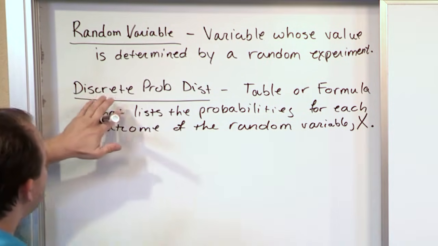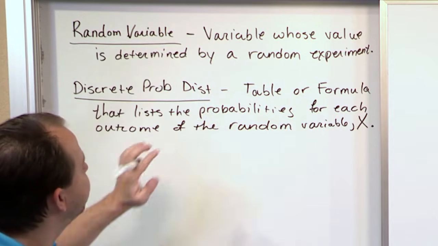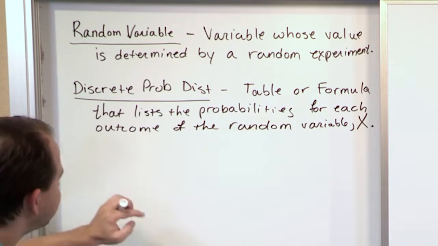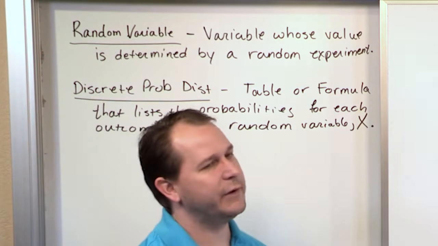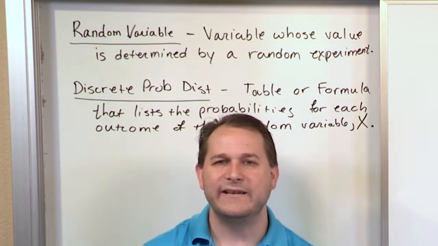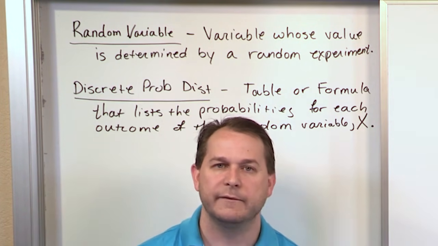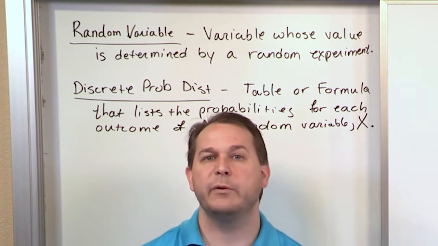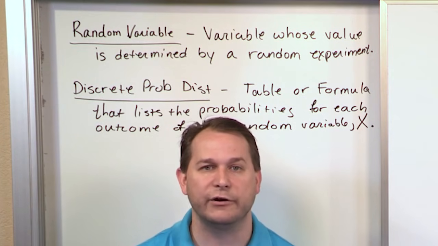So don't worry about the word discrete, I will explain that in a minute, but focus on the probability distribution. It's a table or a formula that lists the probabilities for each outcome of the random variable x. As we talked about with the idea of shuffling a deck of cards, we're going to get different outcomes when we draw two cards. Sometimes we might get totally random things. Sometimes we might get a pair, which means two cards of the same value, right?